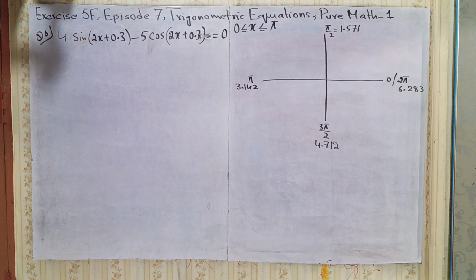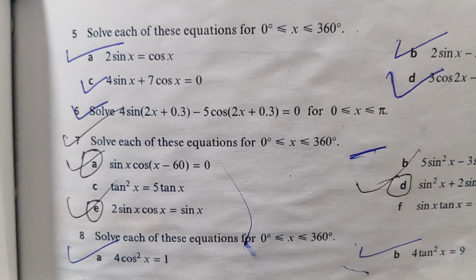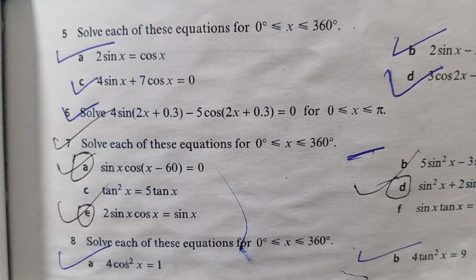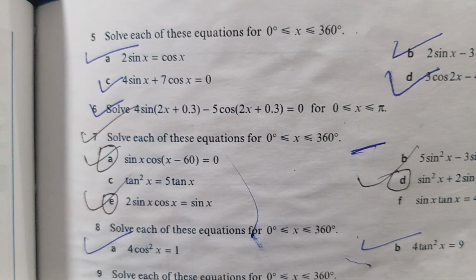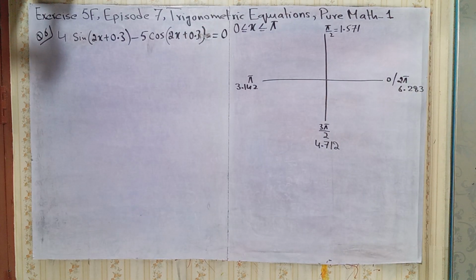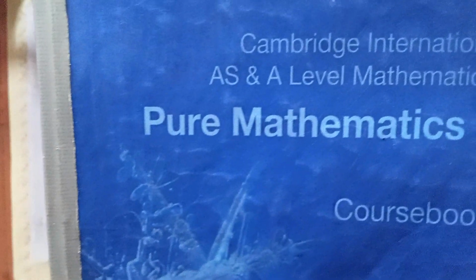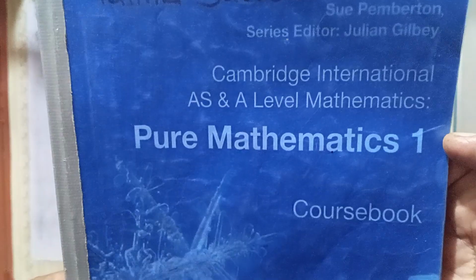So let's start. In this video, we are starting from question number 6 from exercise 5F. Let me show you the question. Question number 6 is showing up on your screen. It says solve 4 sin(2x + 0.3) - 5 cos(2x + 0.3) = 0 for x from 0 to pi. Your calculator must be set in radians, because the angles we are going to deal with are in radians. This is the book which we are using as a course book.